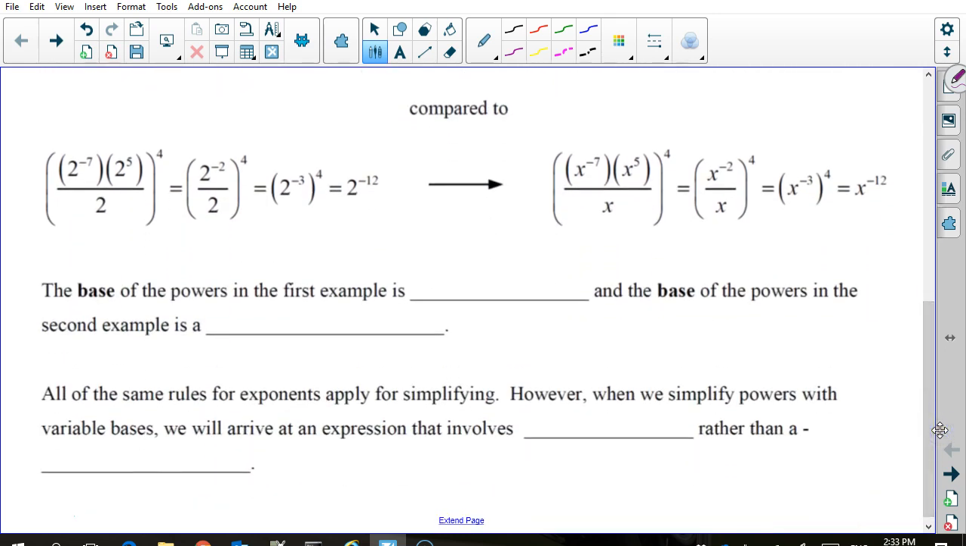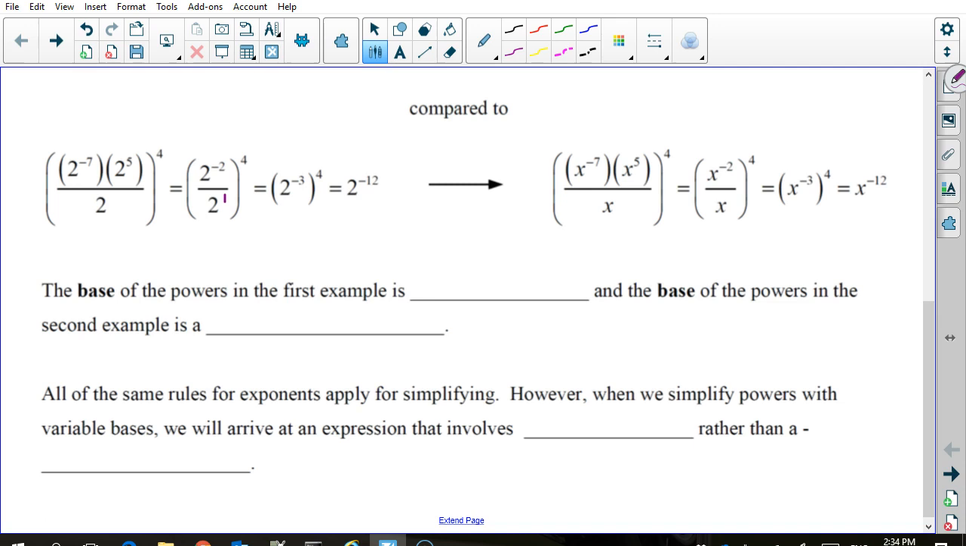So if we look here on the left-hand side, we have a numerical base of 2. You do brackets first, right? Brackets, then exponents. So the exponent is out here. So we do the brackets. It's 2 to the negative 7 times 2 to the 5th. Negative 7 plus 5 is negative 2. In this case, it's over 2. This is a 1. It's going to be negative 2 minus 1. We've got a quotient. Negative 2 minus 1 is negative 3.